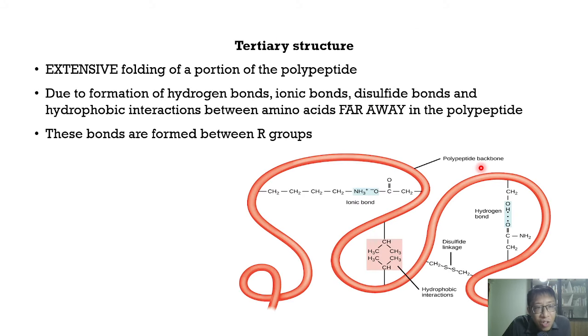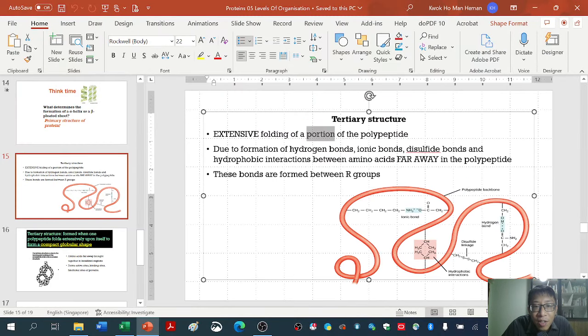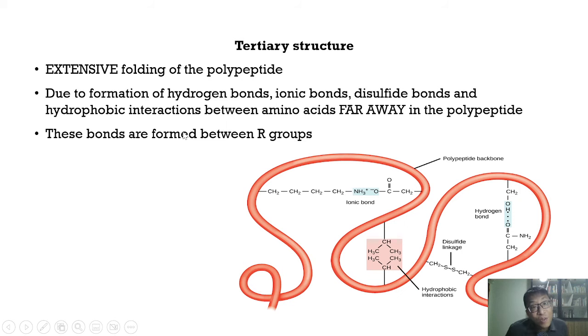Okay, move on to the tertiary structure. This refers to the extensive folding of the polypeptide, not a portion, as I have changed here. A typo in my slide. Extensive folding of the polypeptide. Just now, we mentioned the secondary structure is localized folding, because it's just a segment or a portion of the polypeptide. Now we are talking about the entire polypeptide folding. So that's why the word to describe this is extensive. So you can see the difference in the type of folding between the secondary and tertiary structure.